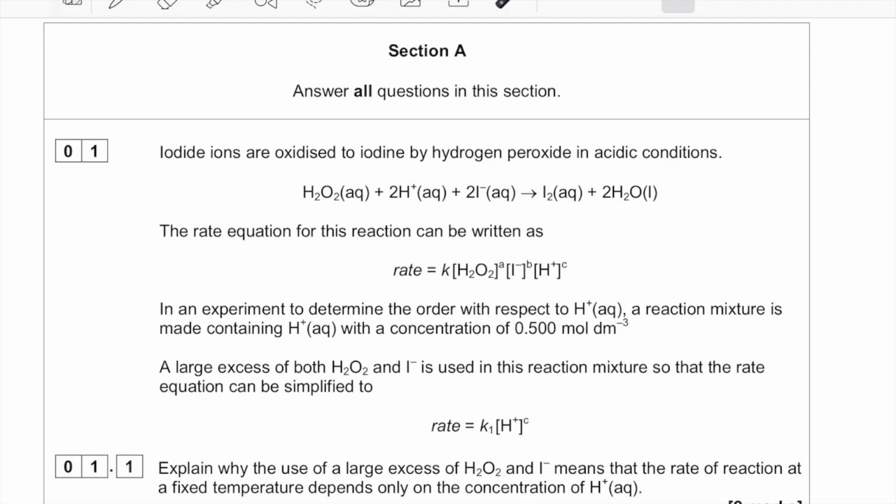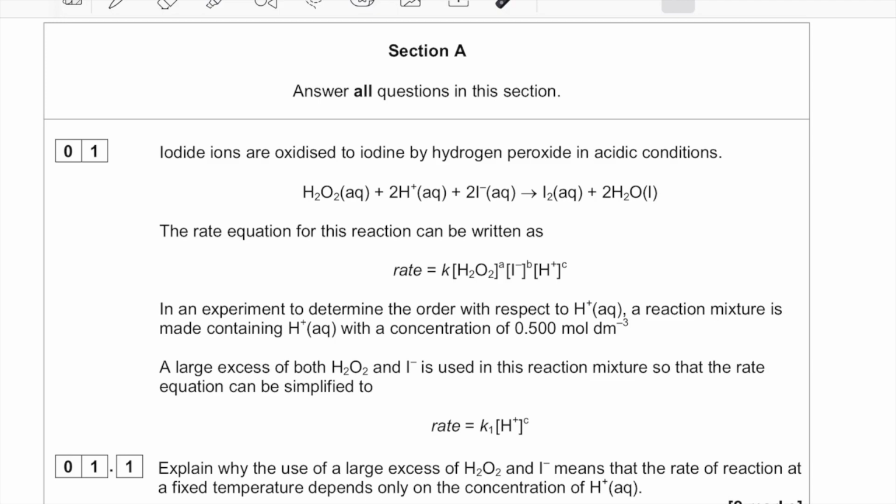Now this is probably the reaction that you did for your required practical 7. And I think, if I'm right in thinking this, the AQA version, which is this reaction, has you focusing on changing the concentration of iodide ions. So it's the same reaction, but whereas you were changing the concentration of iodide ions and trying to work out the order of the reaction with respect to iodide, in this one it's with respect to H plus. So if we just unpick this a little bit, this is required practical 7 in effect.